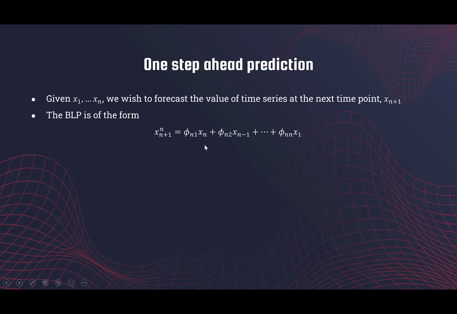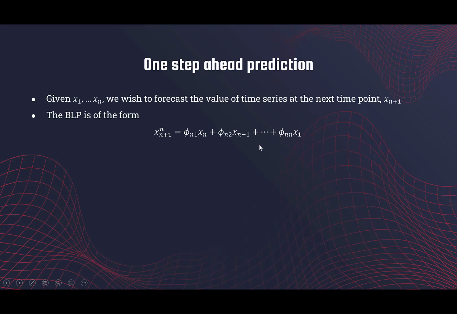So what is the pattern here? Phi n1 xn, phi n2 and so on. So this n is basically how many data points we are using for this forecast. So we're using n data points. So this n here, that's the first subscript. The second subscript: xn is basically 1 time step back from xn plus 1, so you use 1. If you go 2 time steps back, that's xn minus 1, you use the subscript 2. And n time steps back, you reach x1, that's your first point, and then you have phi nn.